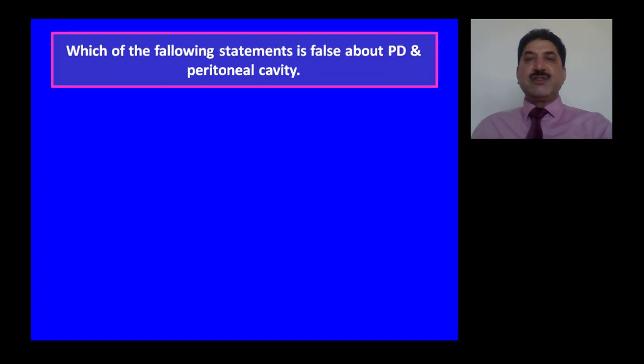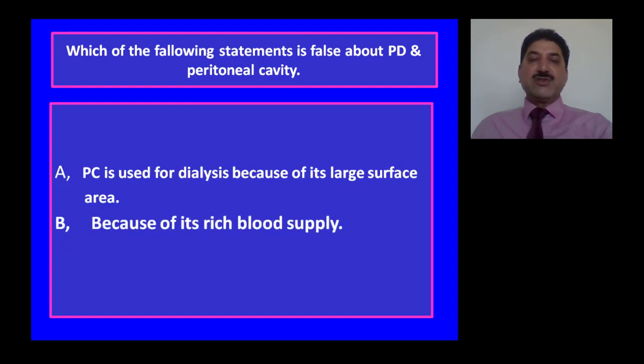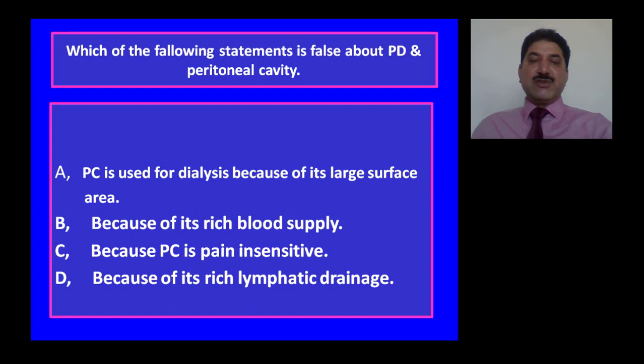Which of the following statements is false about peritoneal dialysis and peritoneal cavity? Peritoneal cavity is used for dialysis because of its large surface area. B. Because of its rich blood supply. C. Because peritoneal cavity is pain insensitive. D. Because it is rich in lymphatic drainage. C is the wrong option.